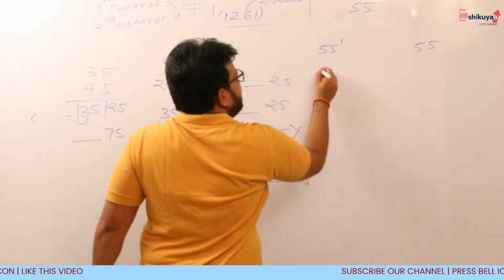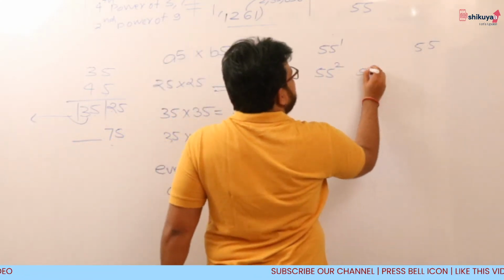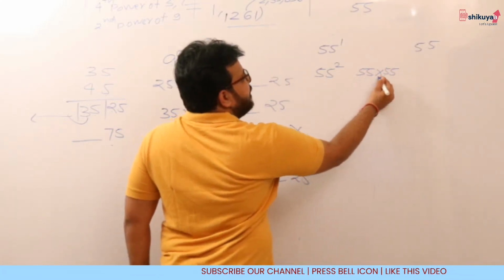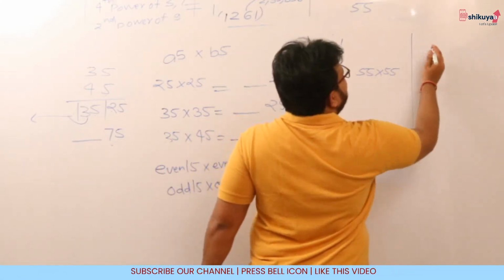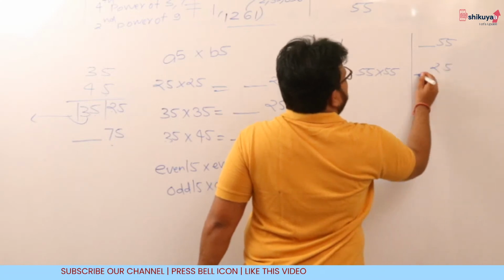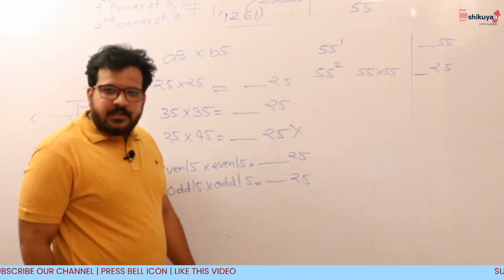Look at here. So 55 raised to 2 becomes 55 into 55. So odd 5, odd 5. What will be the answer? We will have a number which is ending in 25. Everybody, you're getting my point? Yes or no? Everybody in the session?